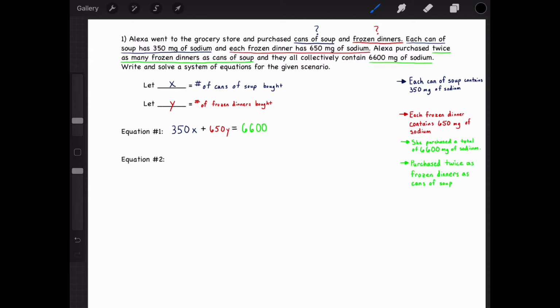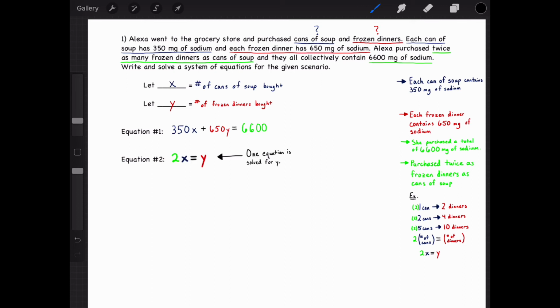Now for our second equation, we need to use a representation for that last piece of information. It says she purchased twice as many frozen dinners as cans of soup. So here, I can say 1 can should get me 2 cans, 4 gets 5 cans, 10, okay? So to make those two sides equal to one another, I would need to take 2 times 1 to get 2, and so on and so forth. So basically, you're taking 2 times the number of cans, which equals the number of frozen dinners. So replacing those with our variables, we get the equation 2x equals y.